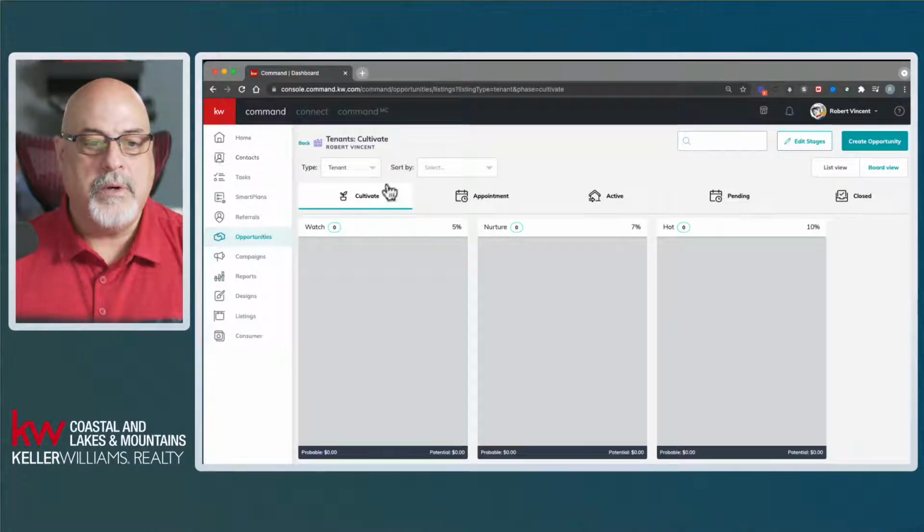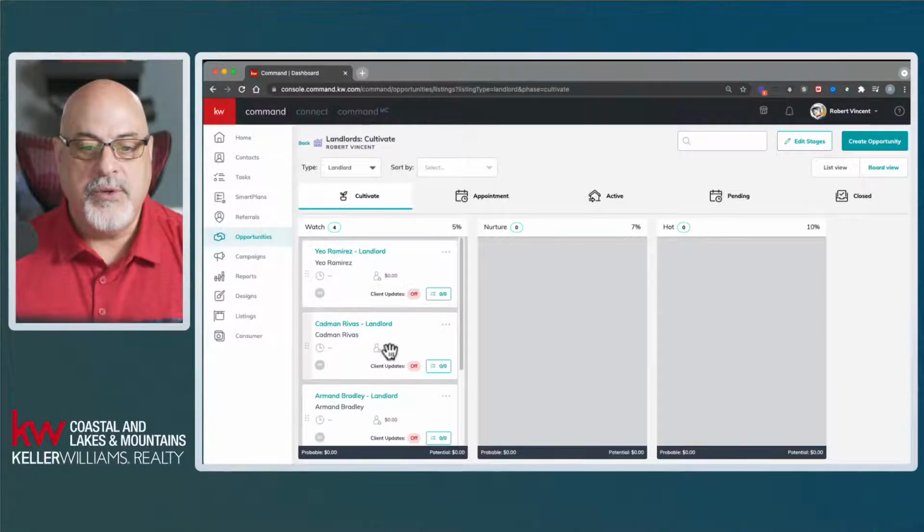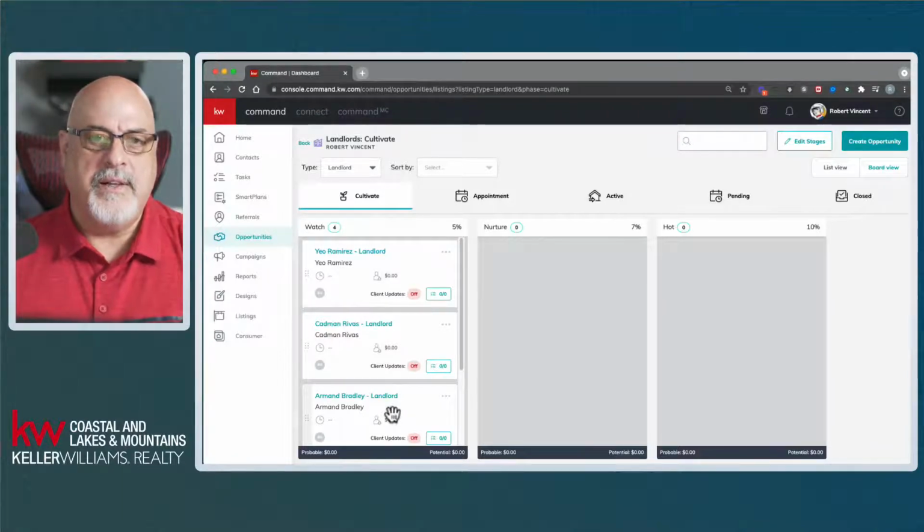Let's see, oh, because it's going to be under landlord. So here they are, zeros in terms of the dollars. That's another bit of proof that unless you're truly managing it, the data is meaningless. Garbage in, garbage out. Let's go back and look at that.